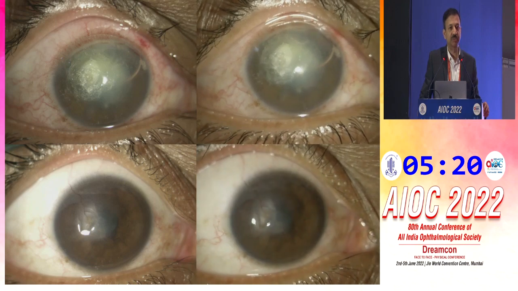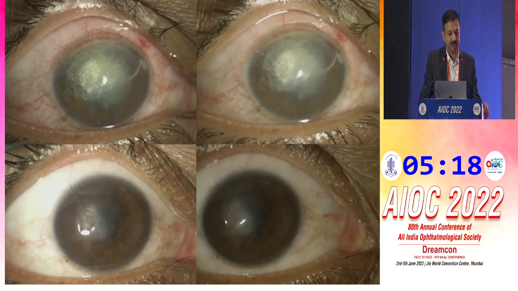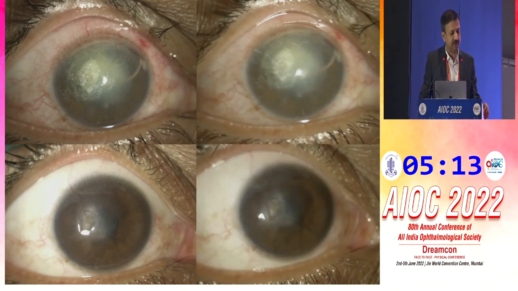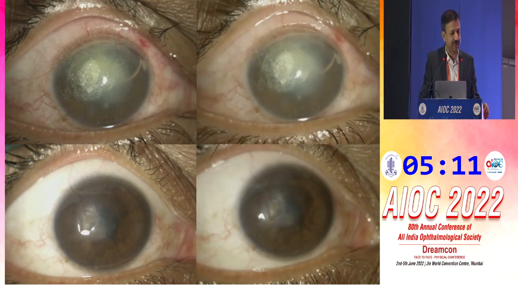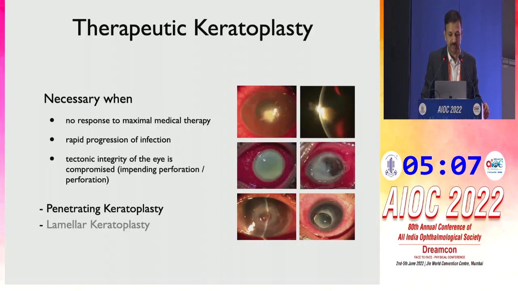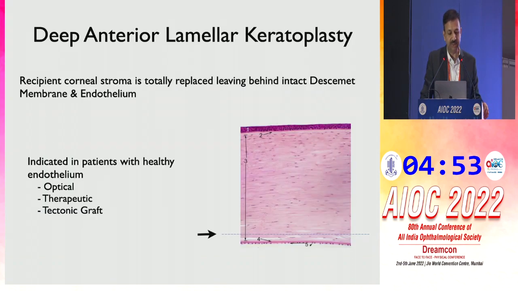Immediately, day one, day two post-op, you can see there's an air bubble in the anterior chamber and the eye is quiet. And at a month, you can see that the glue has dislodged, but the area of perforation has healed, and there is some amount of scarring in the paracentral cornea. When you have advanced infection, no response to medical therapy, or a large perforation where the tectonic integrity is compromised, you need to do a penetrating keratoplasty, a therapeutic keratoplasty, which Professor Titeyal is going to talk about next.